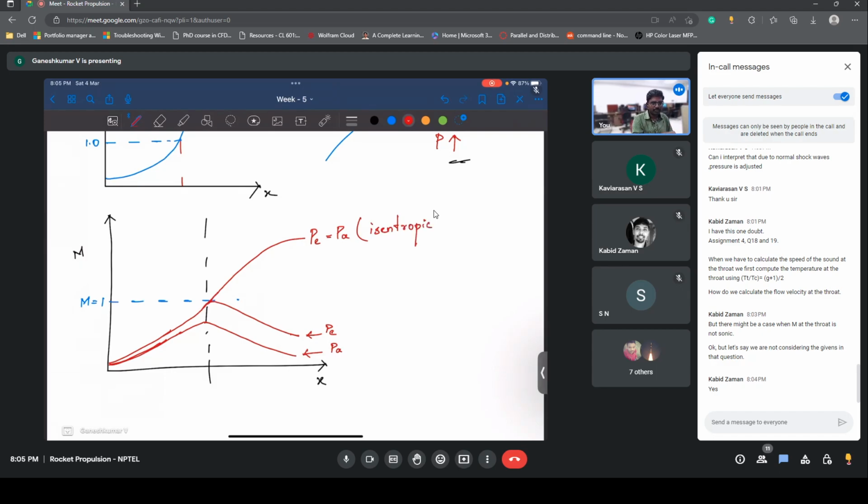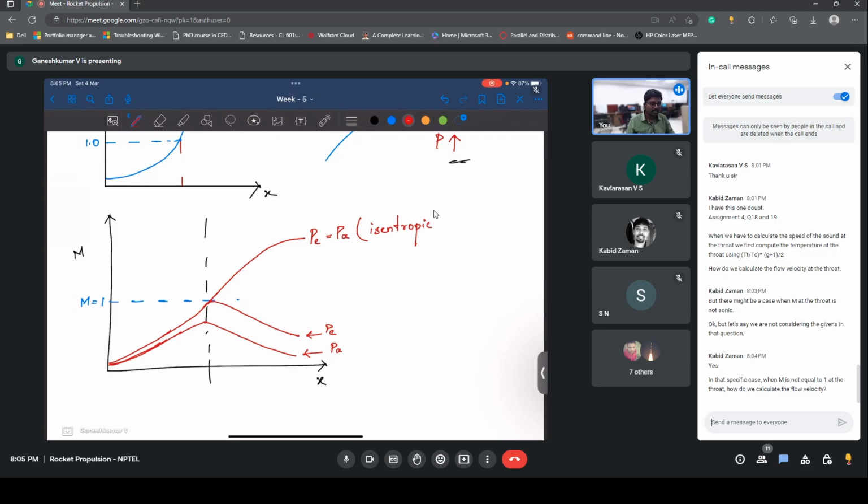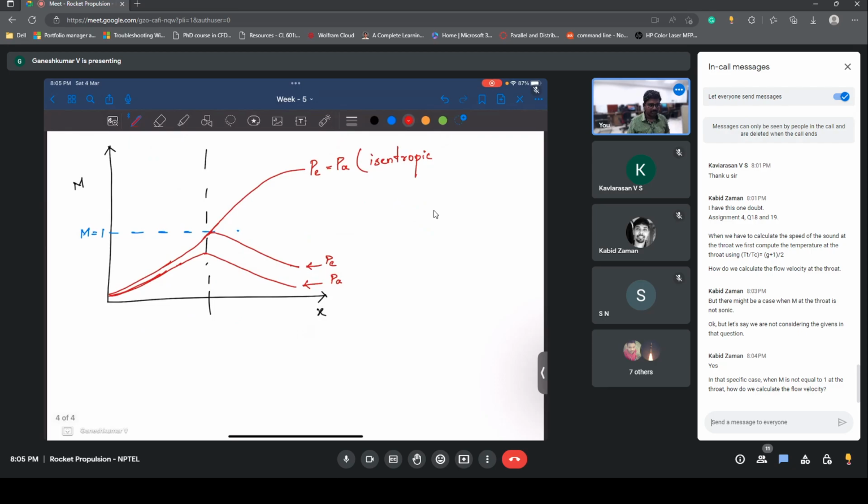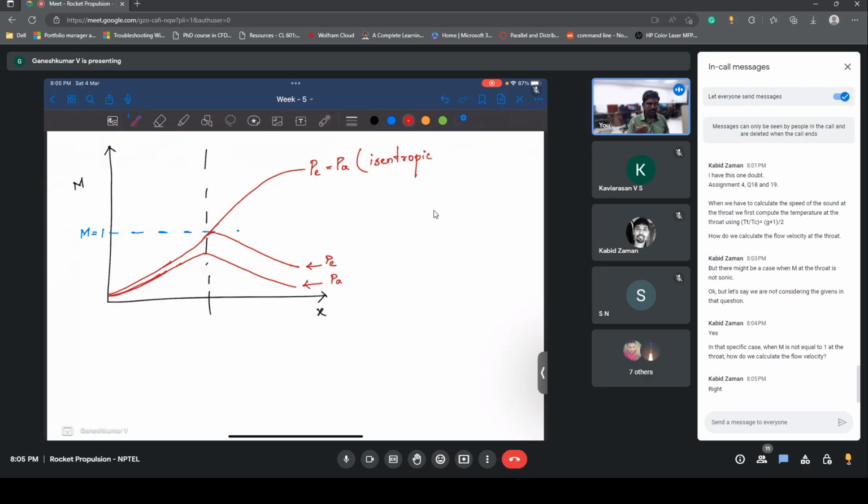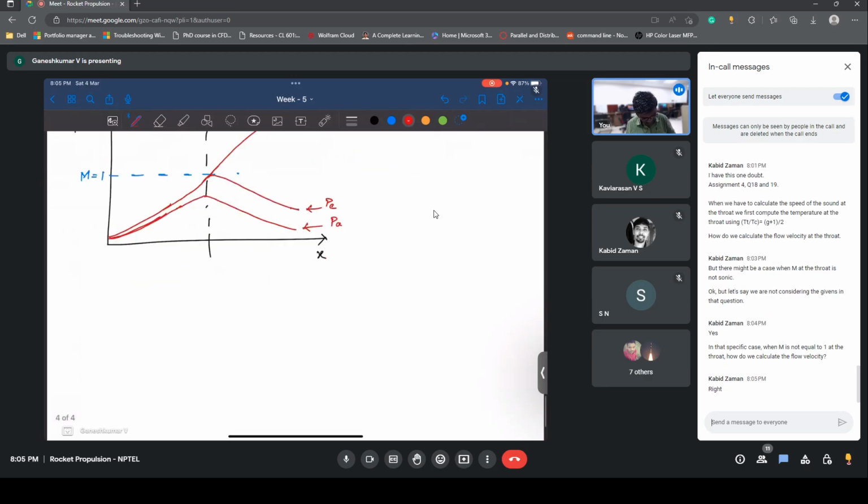And since it has expanded to 0.1 megapascal, you can take that it has reached Mach equal to 1. That is also okay. So let's say we are not considering the givens in that question. You want to calculate flow velocity, right? The temperature would also be wrong. Whatever temperature equation you have, Tt by Tc is equal to (gamma plus 1) by 2, it is assuming that Mt is equal to 1.